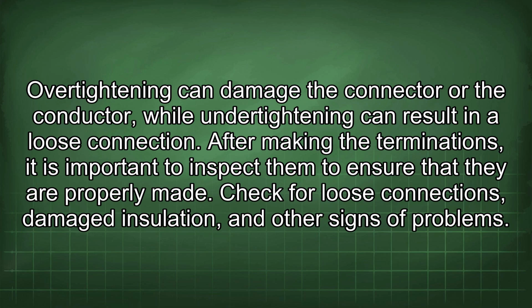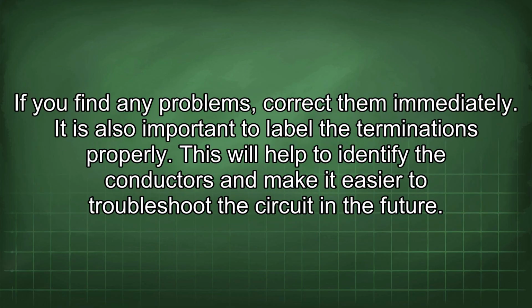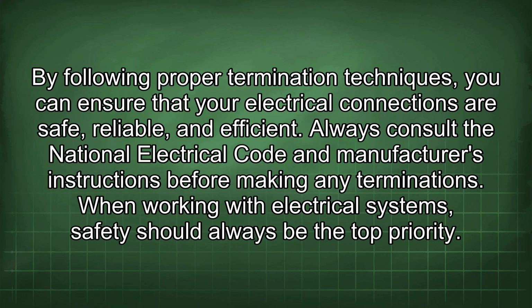After making the terminations, it is important to inspect them to ensure that they are properly made. Check for loose connections, damaged insulation, and other signs of problems. If you find any problems, correct them immediately. It is also important to label the terminations properly. This will help to identify the conductors and make it easier to troubleshoot the circuit in the future. By following proper termination techniques, you can ensure that your electrical connections are safe, reliable, and efficient. Always consult the National Electrical Code and manufacturer's instructions before making any terminations.